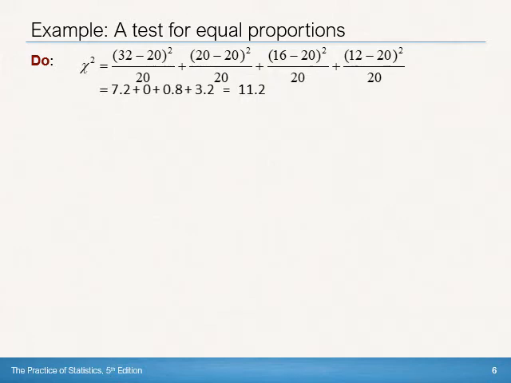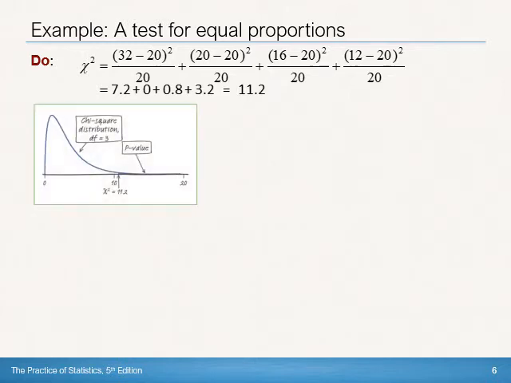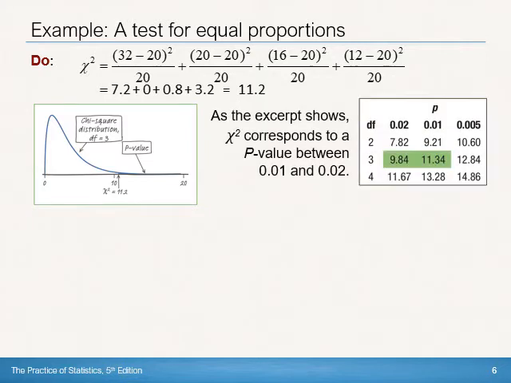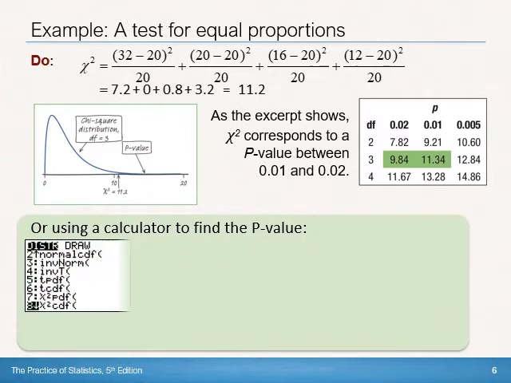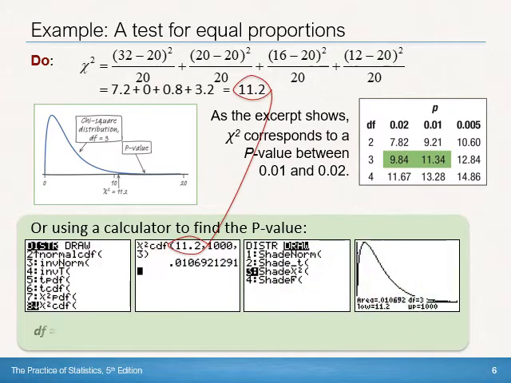We see here there are 4 categories, so there's 4 separate calculations. We add those up and we get a chi-squared statistic of 11.2. Now, how do we calculate the p-value from that? We could look at a typical graph. It looks something like this. And we can look at the table, and we look at the degrees 3 line of our chi-squared table. This gives us p-values that are between 0.01 and 0.02.